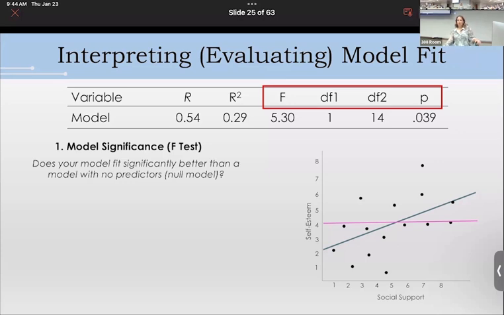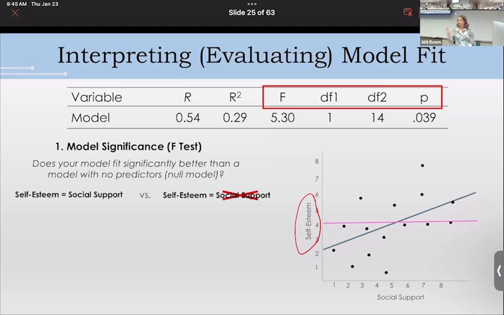What is a model with no predictors? Say that louder because people can't hear you. You just use the mean. Good. If I had to predict someone's self-esteem and I had no information other than self-esteem scores, what would your best guess be? The mean. So what I'm asking is essentially, does it predict better than a model with nothing? Does it predict better than the mean? So it's testing self-esteem with nothing predicting it versus self-esteem with social support predicting it.